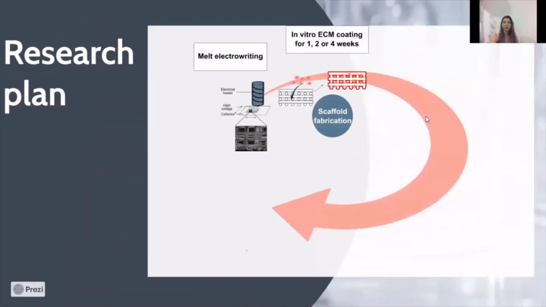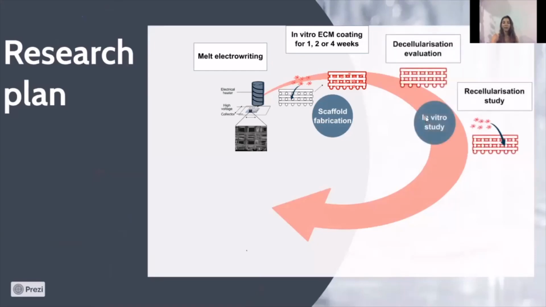So the research plan for this study is, in the first place, to fabricate the scaffold. So we first printed with melt electrowriting our meshes with predefined and already optimized structure for bone formation. And then those scaffolds were cultured in vitro with osteoblasts stimulated for ECM production, and they were decellularized after 1, 2, and 4 weeks of culture.